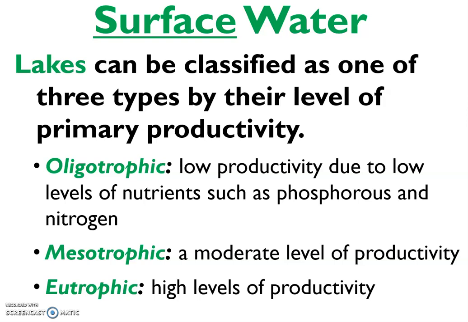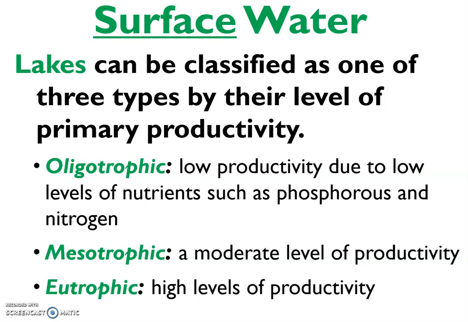And this is a natural way for these lakes to exist. Oligotrophic lakes have low productivity because they have low levels of nutrients, such as phosphorus and nitrogen, that feed organisms like bacteria and algae. So an oligotrophic lake would be a nice, clean, crystal blue, clear lake.